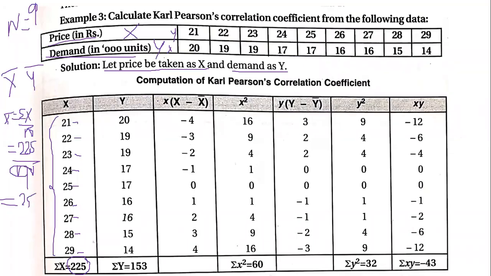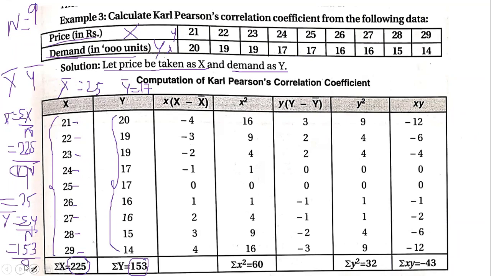Next, y is nothing but the demand that has been given to us. So here, if you consider and add all the y values, you will get sigma y. So how do we find y bar? Sigma y divided by n. N is again 9. So sigma y is 153 is the total given, divided by 9 again. So can you say me the value now? 17, ma'am. 17. Okay, so x bar is 25 and y bar is 17.